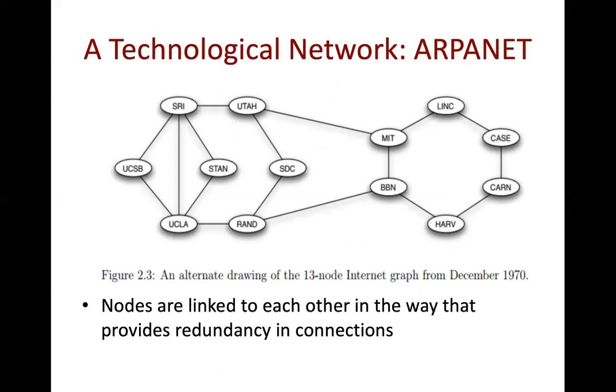So everybody can always be reached. That's why you can see that SRI and UCLA are connected in three ways, for example. This also shows the importance of different nodes. The number of connections says a lot about which node is important and why.